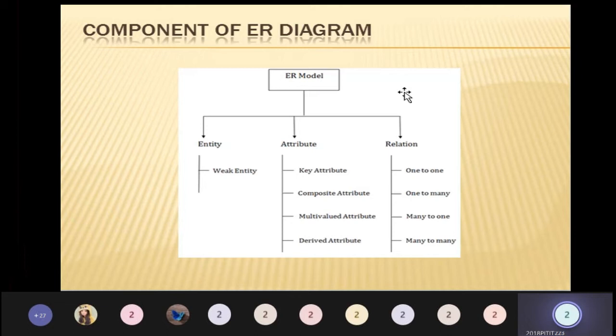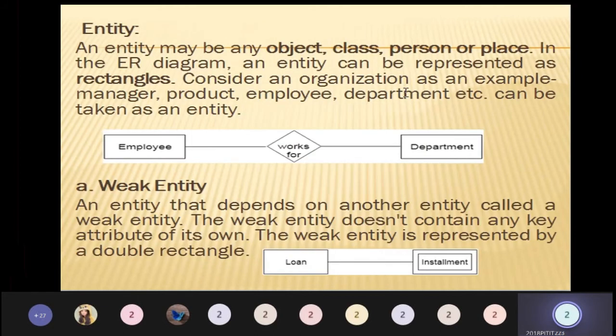First, let's see the entity. An entity is a thing or object in the real world. Entities may be any object, a class, a person, or a place. In the ER diagram, an entity is represented as a rectangle.